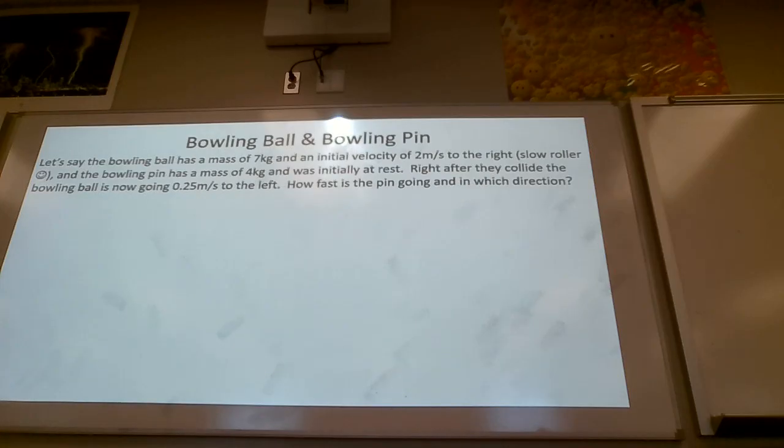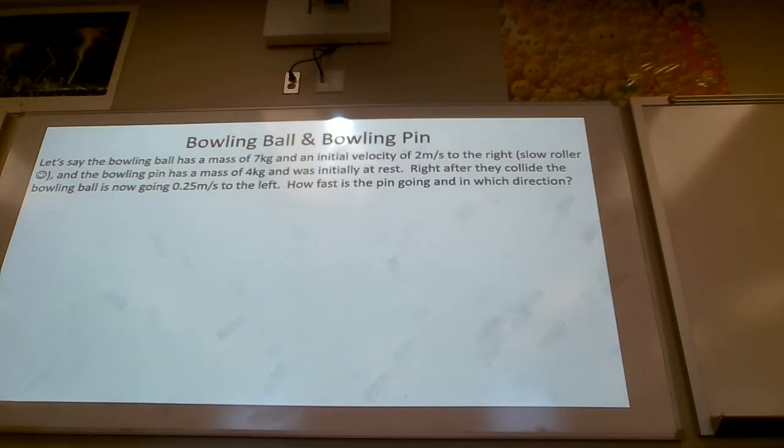So we're revisiting the bowling ball, bowling pin collision. I'm giving you some numbers. So the first thing we do is identify what objects need to be in the system for momentum to be conserved. Obviously, we've talked about this enough. Bowling ball, bowling pin.